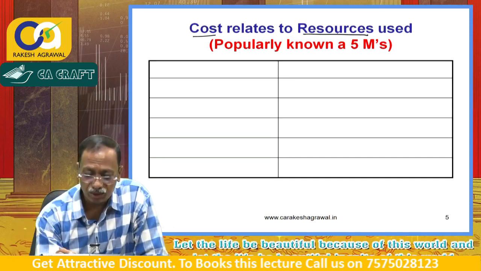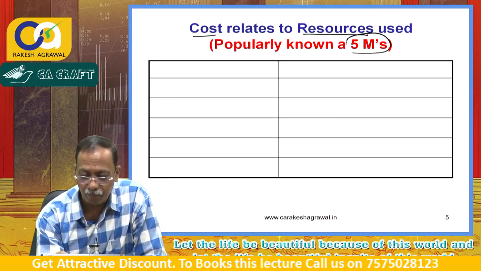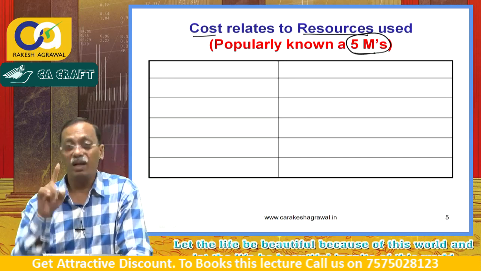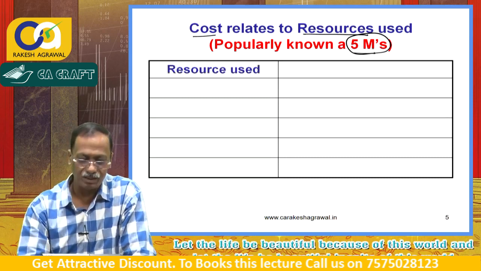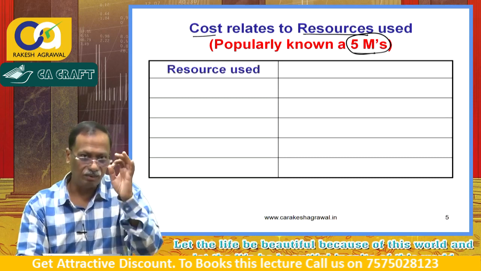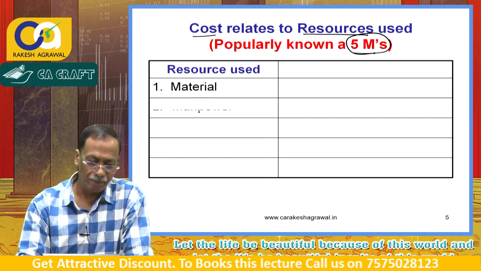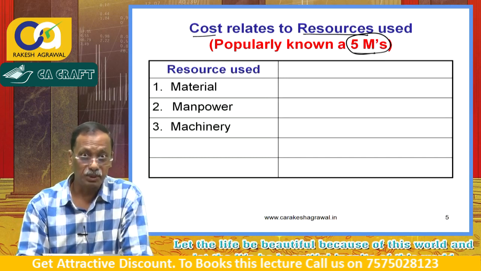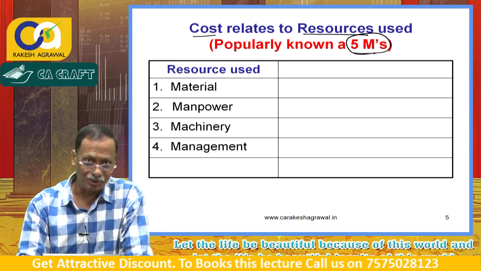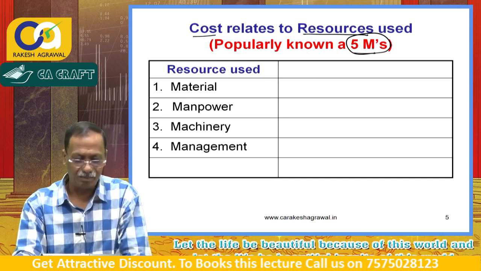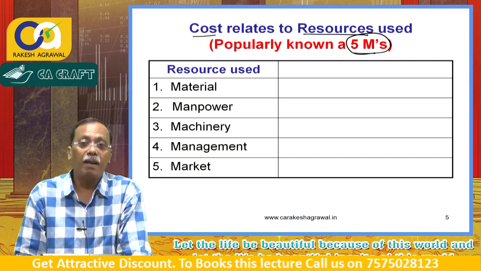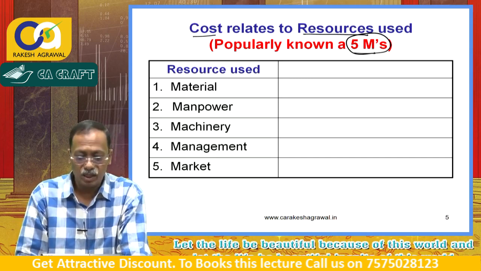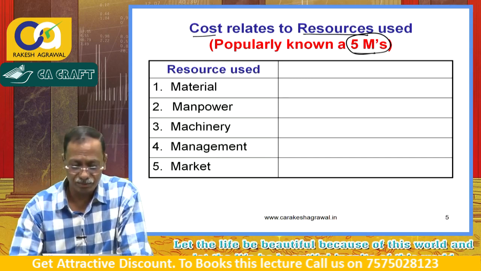Now these resources are popularly called 5M because they start with the letter M. These 5 resources start with the letter M. It's material, manpower, machinery, management's effort and time in managing the business, and market. So these are called 5M or 5 resources known in costing, and each resource has a cost.